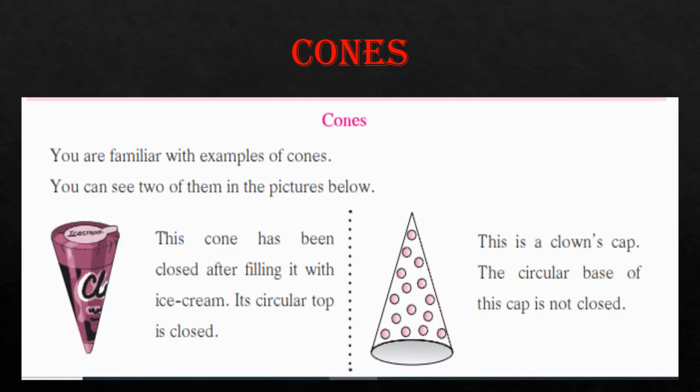Now we will learn about cones. Here you are familiar with these examples of cones. You can see two of them in this picture below. The first one is a cone that has been closed after filling it with ice cream, so its circular top is closed. The second one is a clown's cap, so the circular base of this cap is not closed.